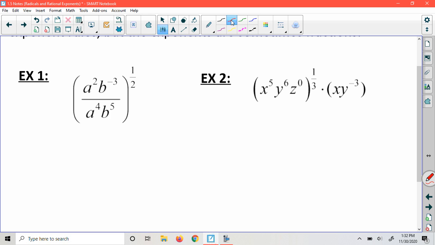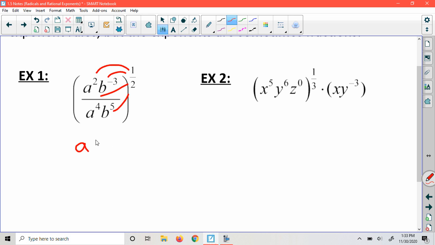Here we go. Example 1, when I have a bunch of stuff in parentheses and I have this exponent, which is 1/2, sitting to the outside, you got to distribute that thing. That was one of our rules from our notes the other day. And when you do a power to a power, that's another one of our rules, you got to multiply the powers together. So 2 times 1/2 is just 1, so that'll just be a.